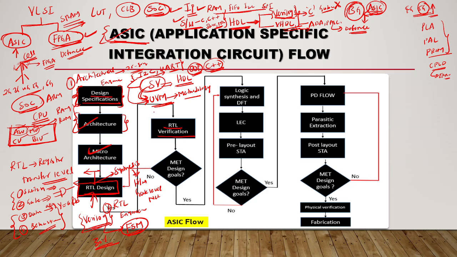For this you need DV engineers, design verification engineers. So ASIC DV we can also call it. These two will work together. The RTL engineers will design using Verilog, and the verification engineers will verify whether the design is correct or not. If the design is met, it will go to the next stage. If the design is not met, it will go back to the RTL design.